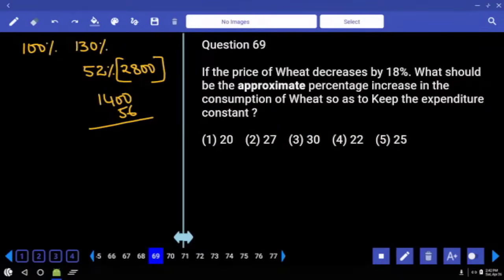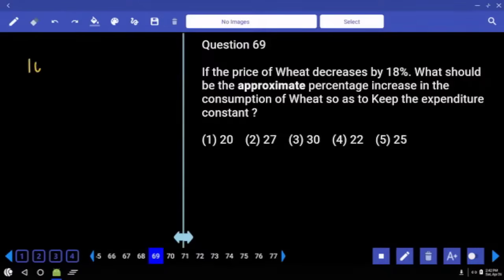The price of wheat decreases by 18%. What should be the approximate percentage increase in the consumption of wheat so as to keep the expenditure constant? Initial price was 100. Value decreased by 18. Now becomes 82. Now 82 should become 100. Am I right? How much increase should be there? 18 from 82, into 100 only. We'll get the answer from the denominator.